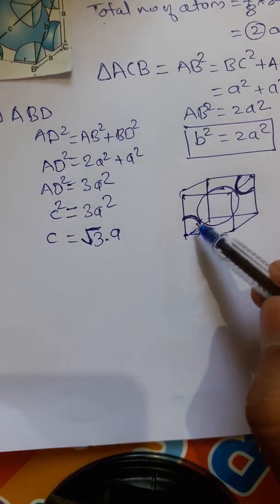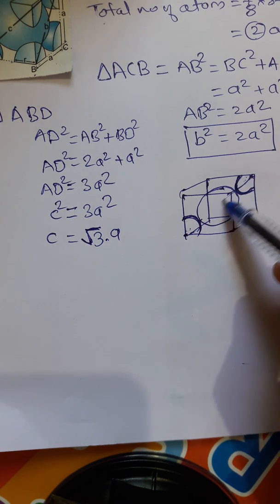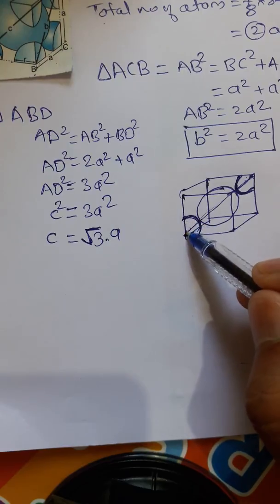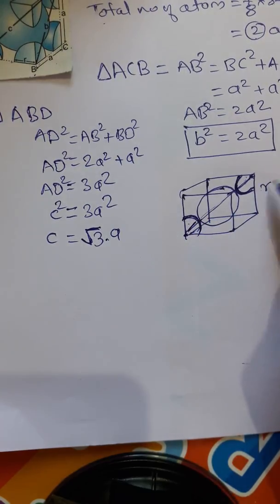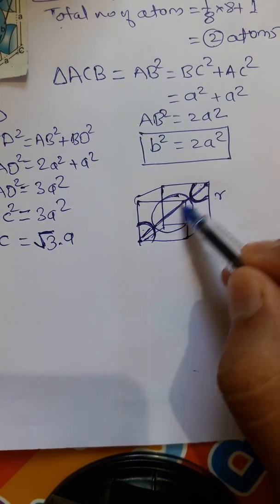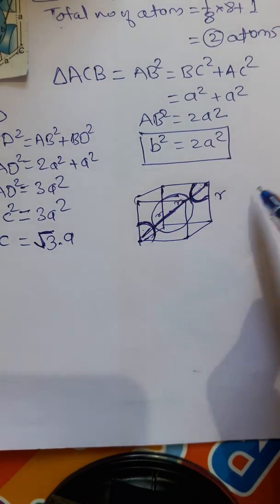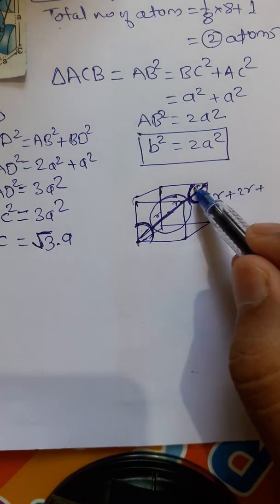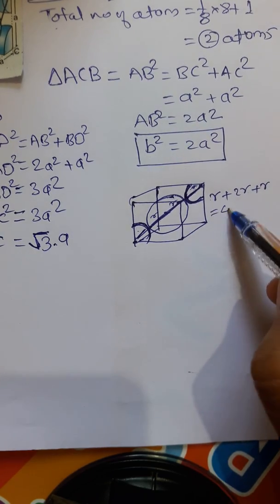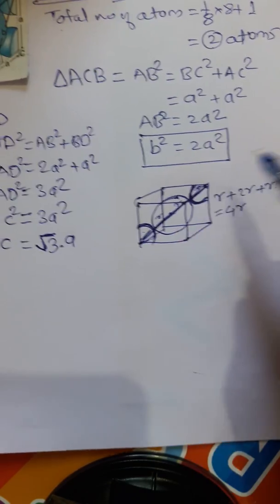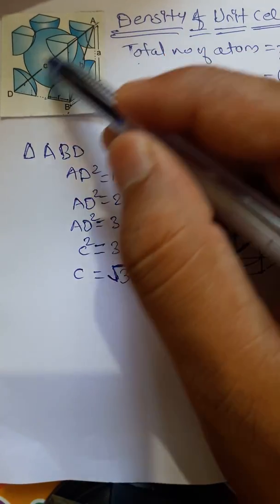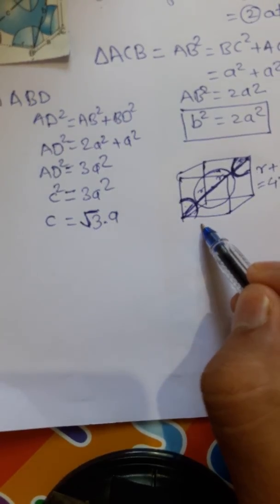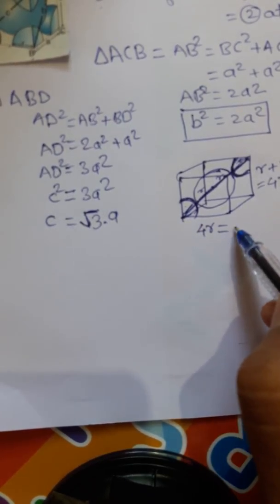So if we consider this line, the total value is equal to the radius of one sphere, that is r, plus twice r for the whole sphere in the middle, plus the radius r of this sphere, so the total becomes 4r. So this side, that means c, becomes equal to 4r. So simply we can consider here that 4r is nothing but c.